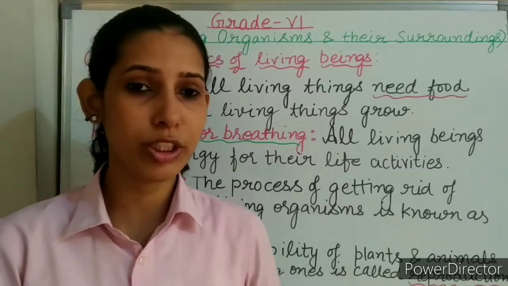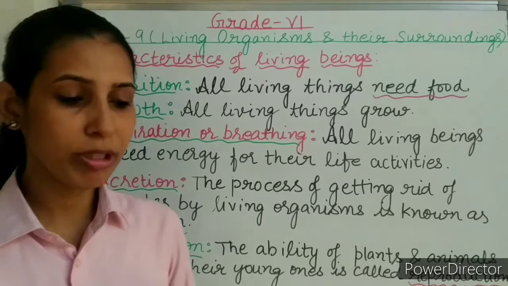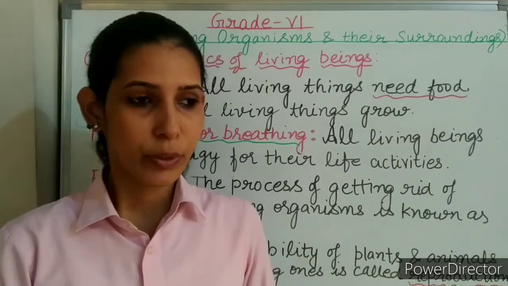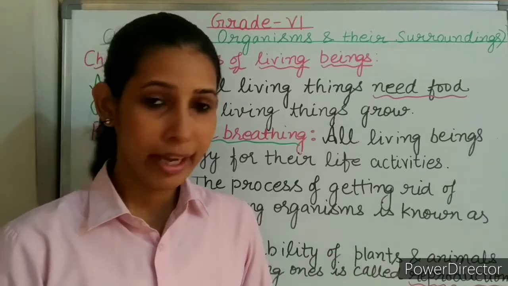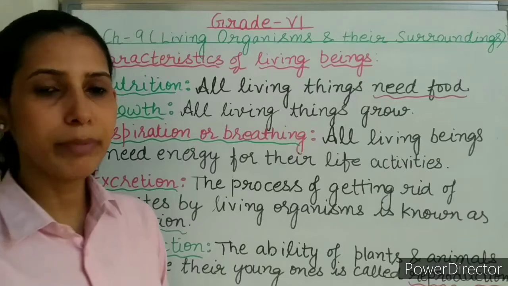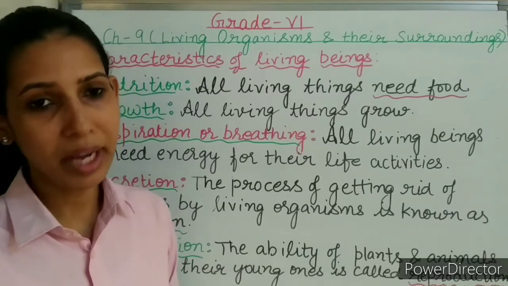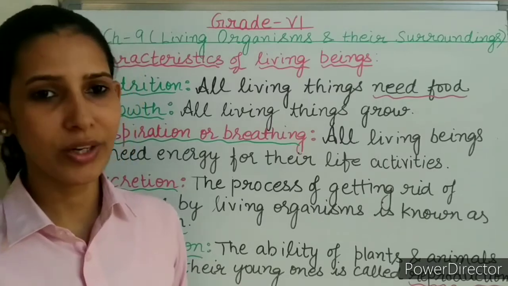Plants reproduce either through seeds or some other plant parts. Human beings give birth to the baby, but there are some animals that lay eggs, like hens, birds, etc. So all living beings reproduce, whether plants or animals. Reproduction means producing young ones of its own kind.